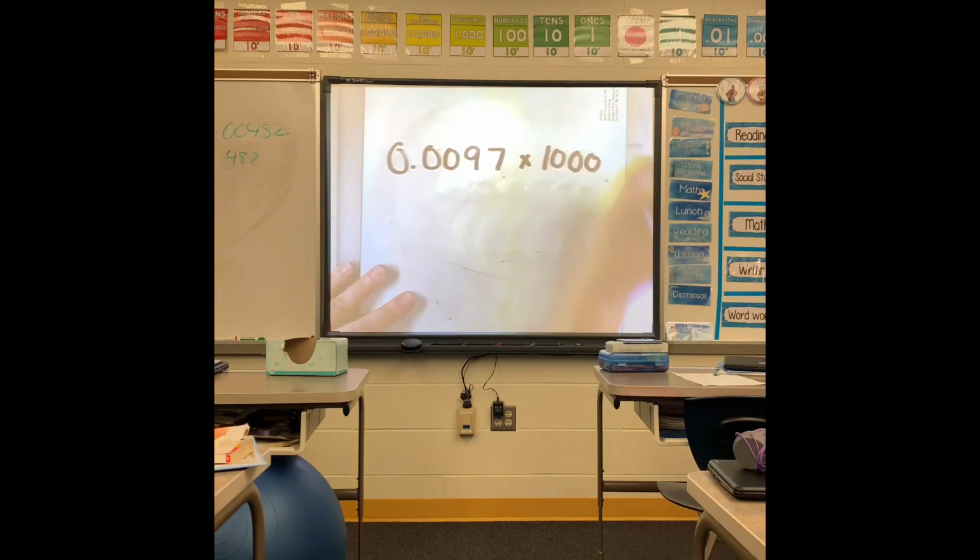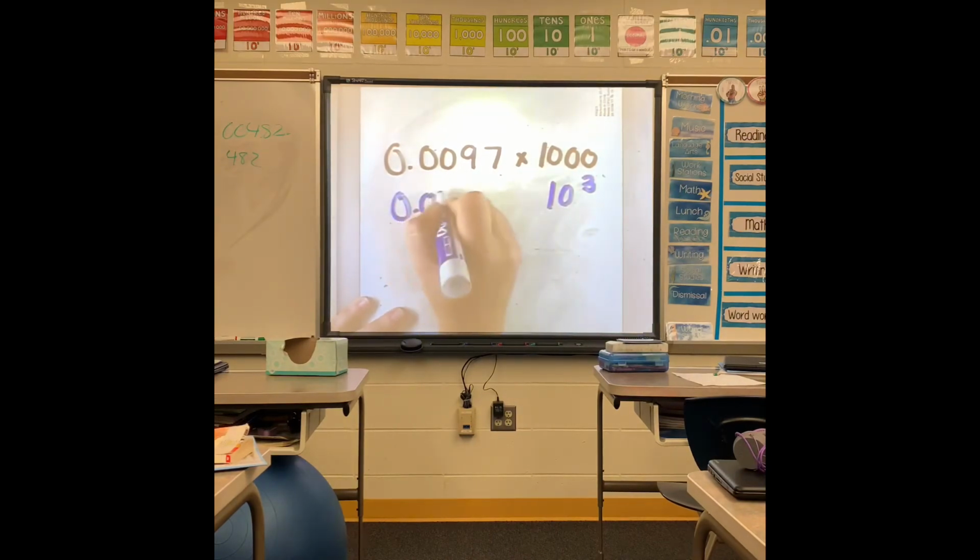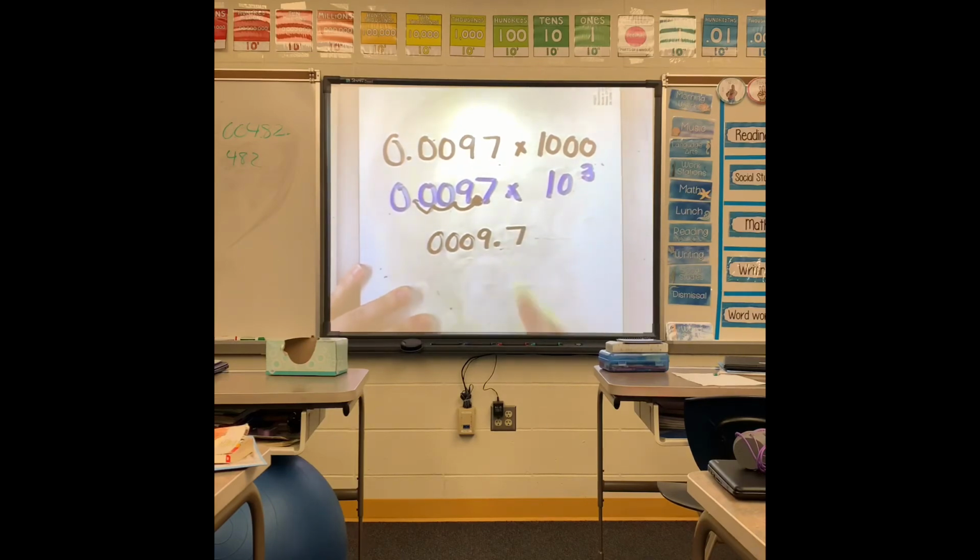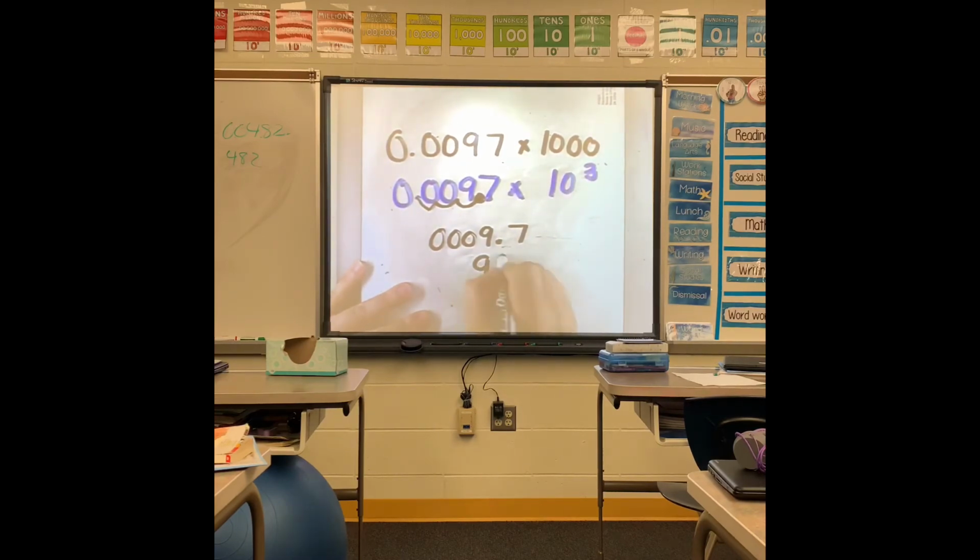Let's do another. Okay. Once again, this is the same thing as 10 to the third because there's 3 zeros. So if the students want to rewrite it, they are more than welcome to rewrite it. Now you're going 3 to the right. 1, 2, 3. So my answer now is 9.7. If they want to leave the zeros, they can leave the zeros.